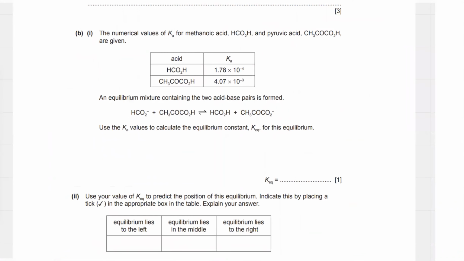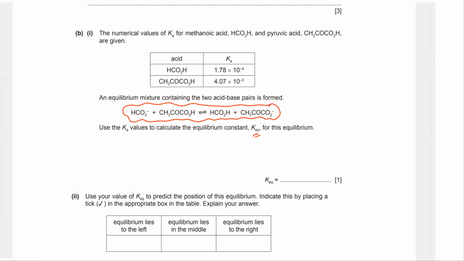Coming back to this, part B: the numerical value of Ka for methanoic acid and pyruvic acid is given. Actually, this question is less about Ka. The question is, an equilibrium mixture containing 2 acid-base pairs is formed. Using the Ka values, calculate the equilibrium constant K for this equilibrium. I'm going to rephrase it: you're supposed to find the equilibrium constant for this reaction. That's what they're looking for.